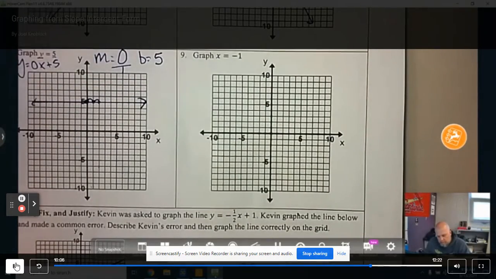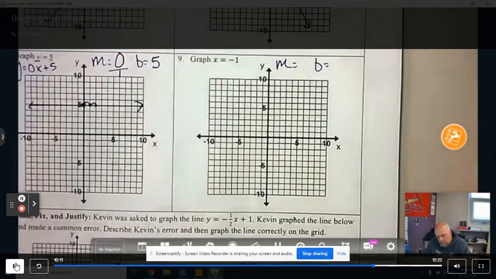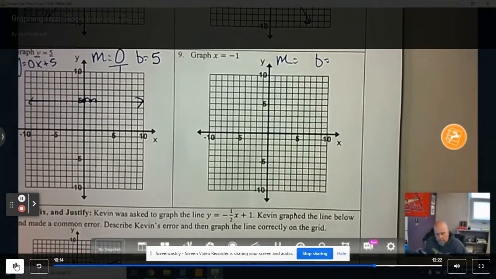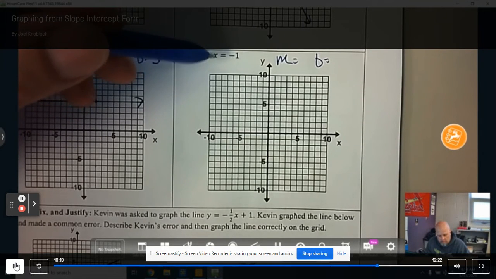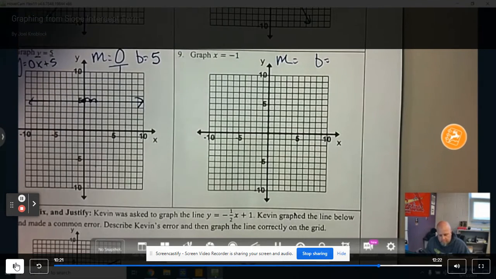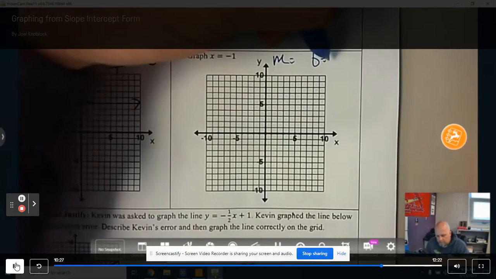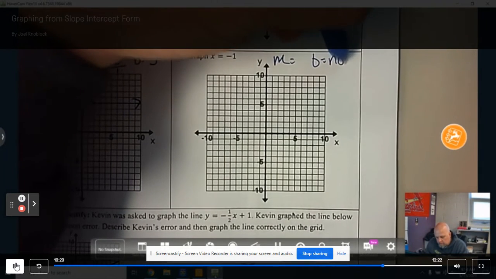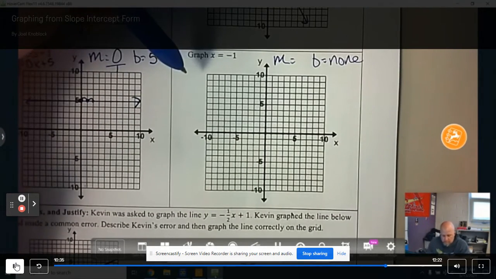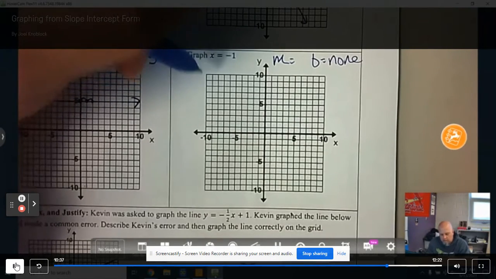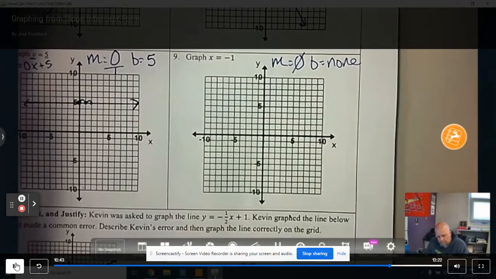Okay, next one, x equals. We talked about those before. If you write down m equals, then you write down b equals. Okay, most x equals lines aren't going to have any y-intercepts unless it's 0, but this one's not. It's -1. So if your x equals is any number besides 0, you're not going to have a y-intercept, so we're just going to say none. Okay, an x equals line, hopefully you guys recall, we talked about those, gives you a vertical line, and a vertical line gives you that undefined slope.